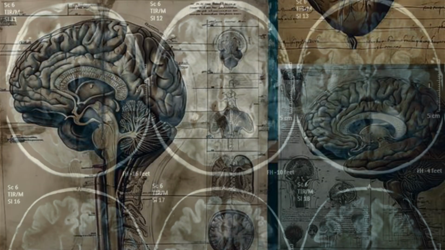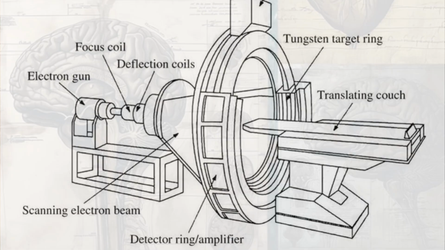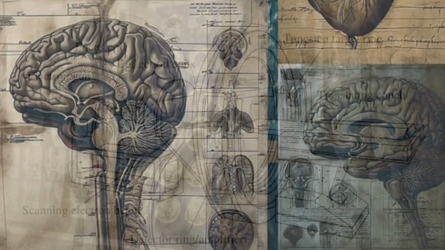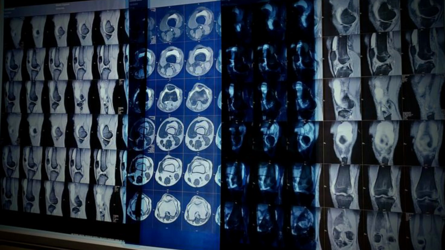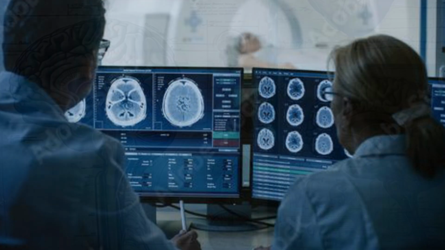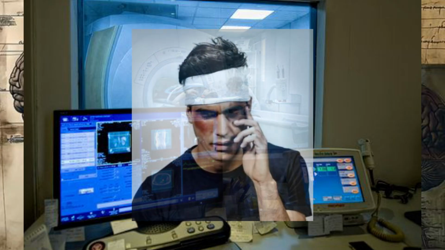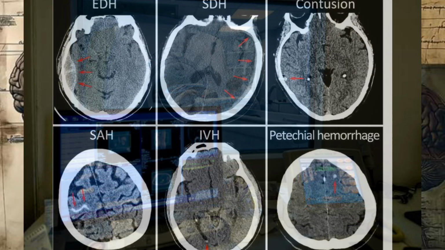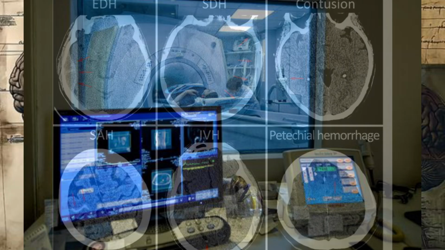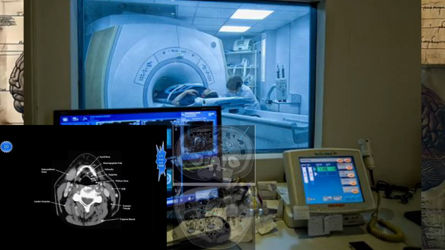The next modality is the CT scan, also known as computed tomography. CT combines X-rays with computer processing to produce cross-sectional, 3D-like images of the body. CT scans are extremely important in emergencies. For example, if a patient comes with a head injury, CT immediately shows if there is bleeding inside the brain. It is also helpful for lung diseases, cancers, internal injuries, and stones.